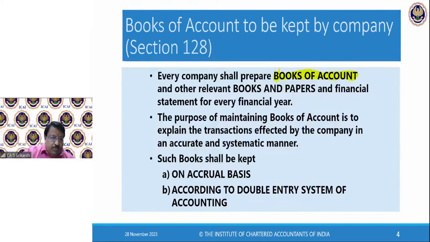Those books of account should be supported by books and papers, vouchers, supportings, and financial statement. At the end of the year, you should prepare a consolidated, summarized balance sheet, profit and loss account, notes on accounts, etc. All this is there. Section 128 makes it mandatory.